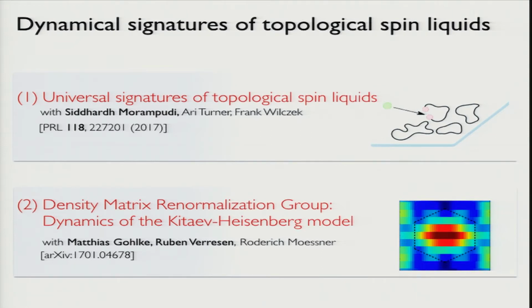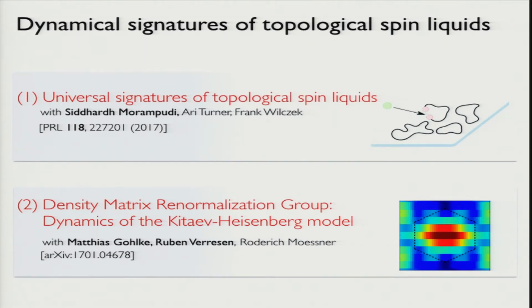And in the second part, I want to introduce a numerical tool to obtain the dynamical properties for two-dimensional quantum spin systems. This is based on a method that Nicola already briefly introduced for ground state properties, namely the density matrix renormalization group. And I want to show that we can use the same method to also get dynamical response functions. So let me now start talking about the first part.